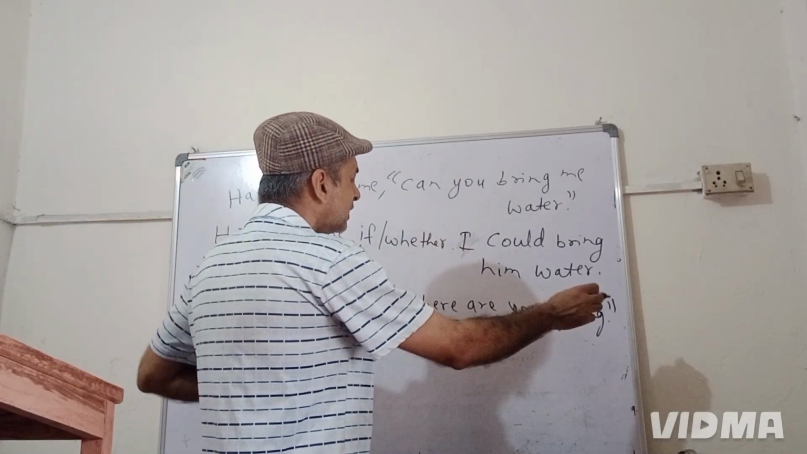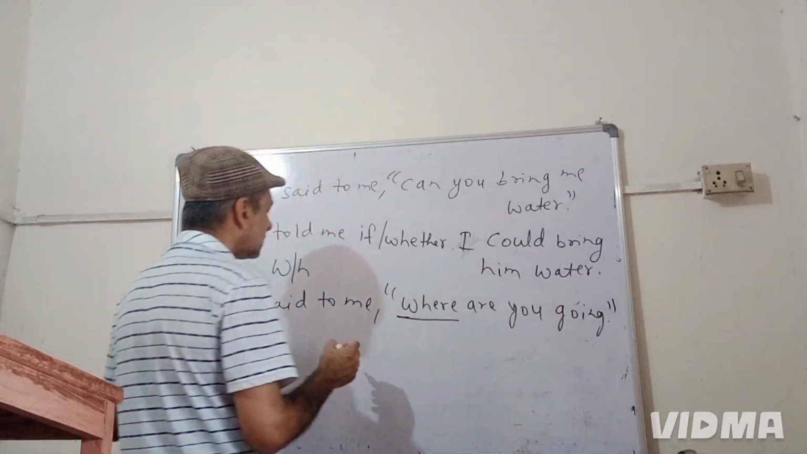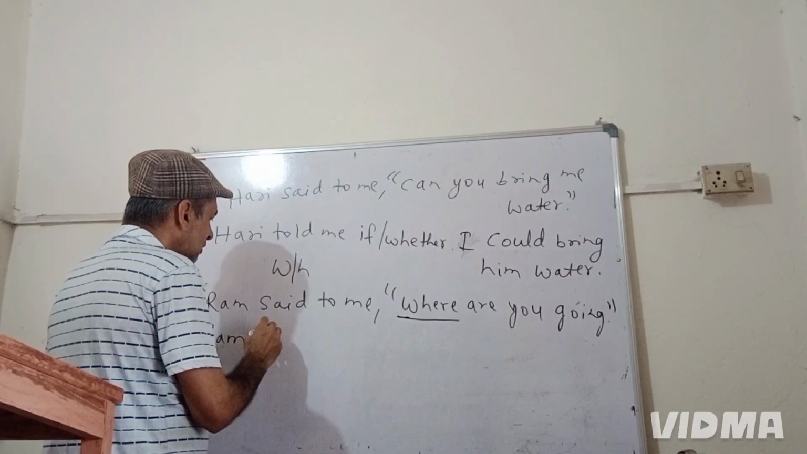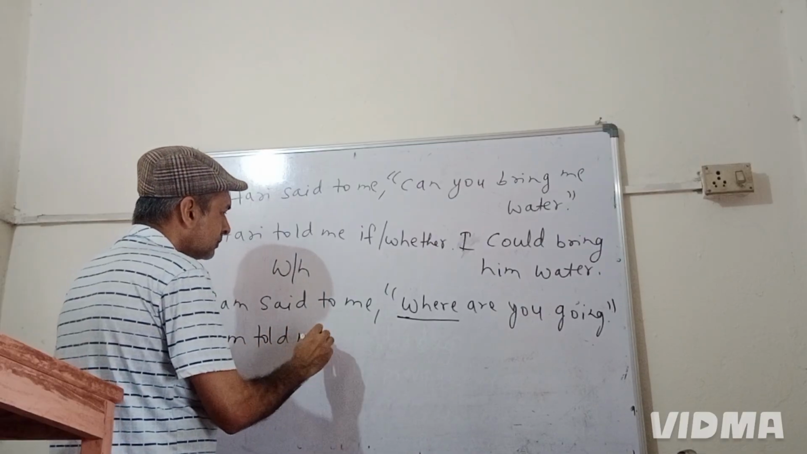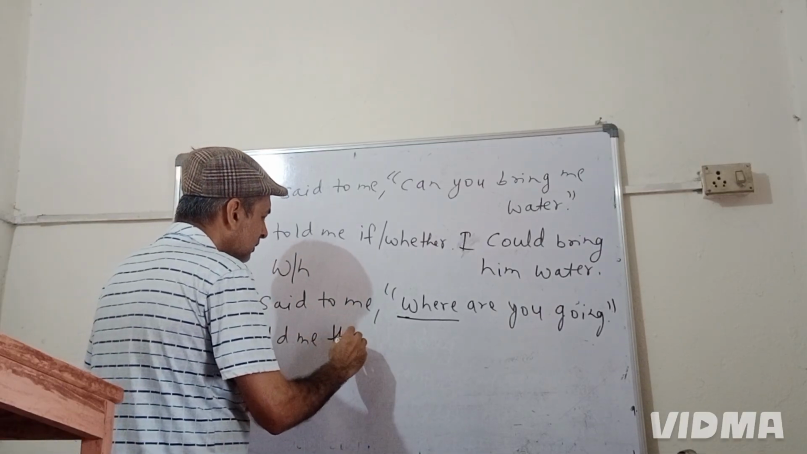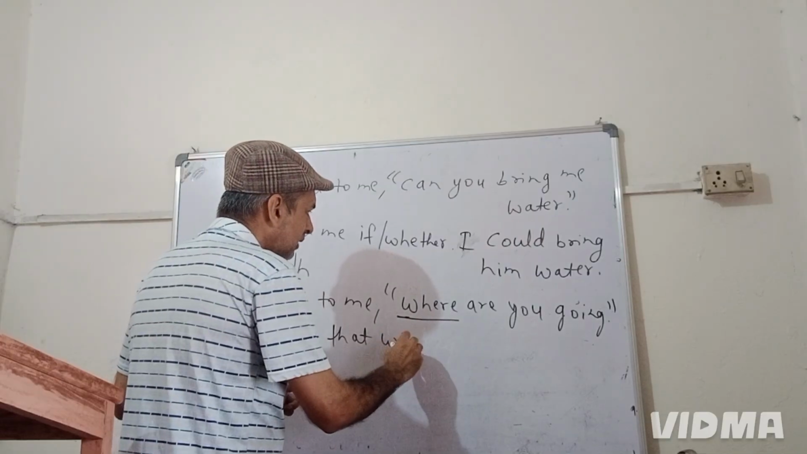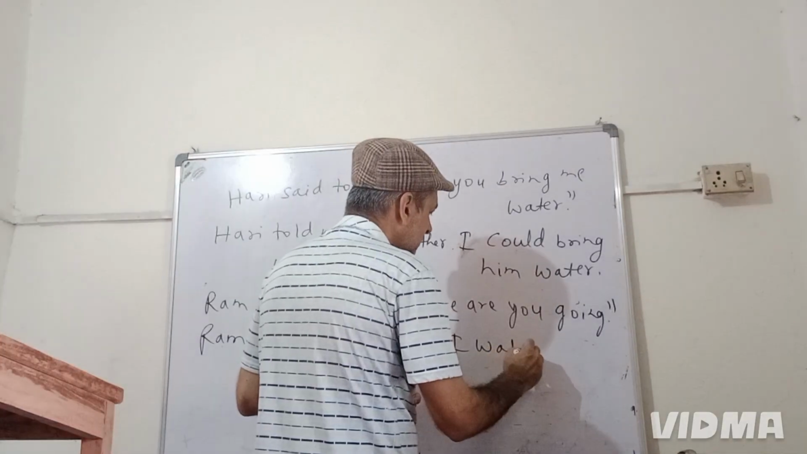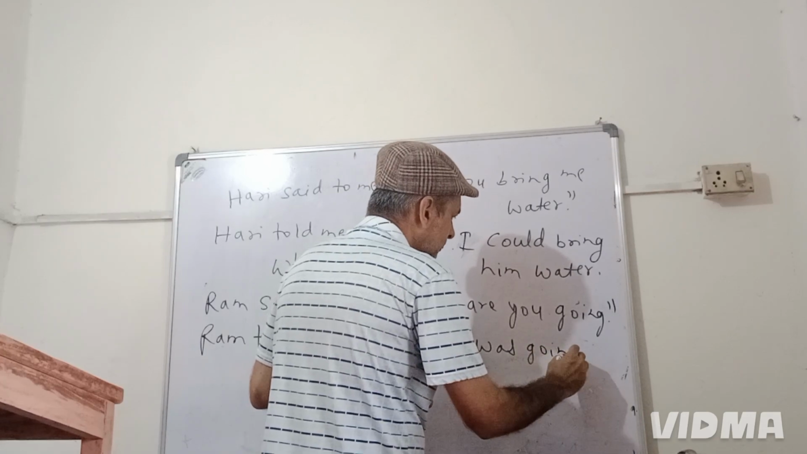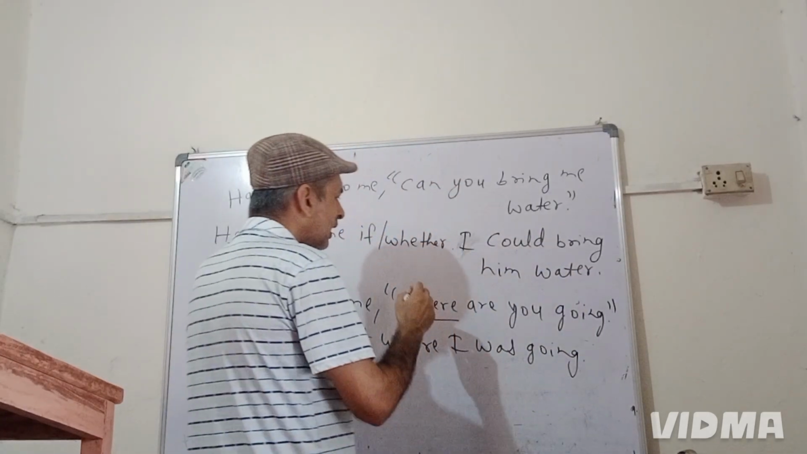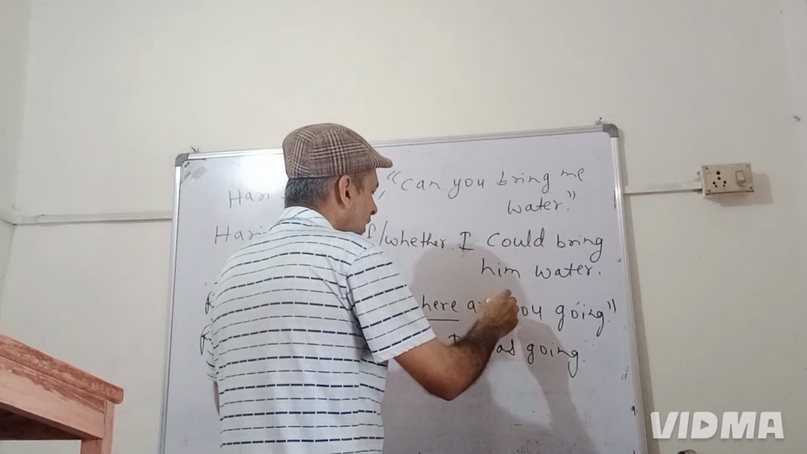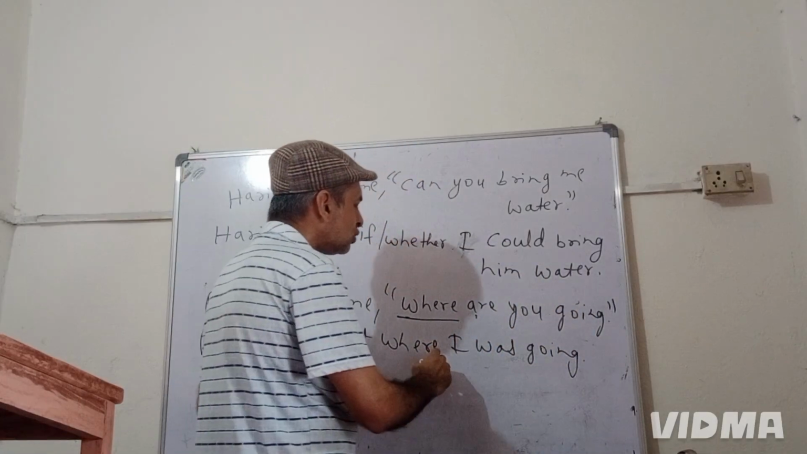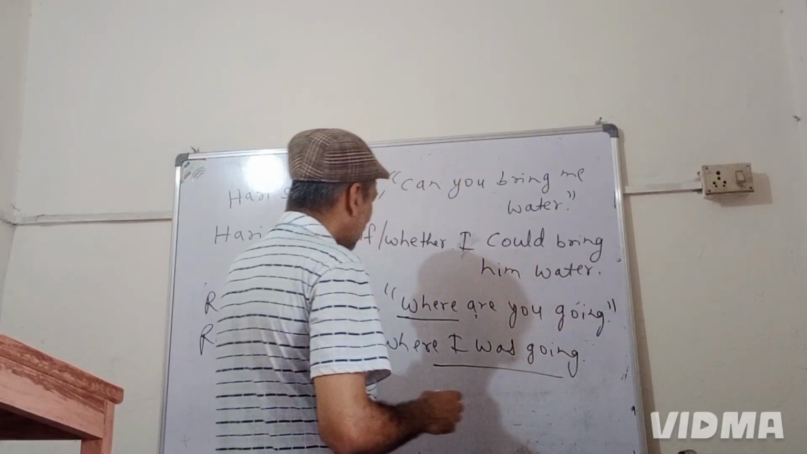For example, Ram told me that where I was going. Where are you going? Present continuous becomes past continuous, where was going. And where is kept as it is. So in the WH questions, the WH word is kept as it is. Other changes are made. So you have seen the WH question.